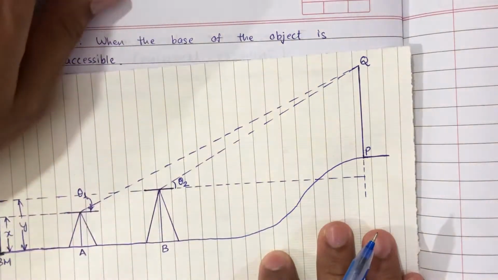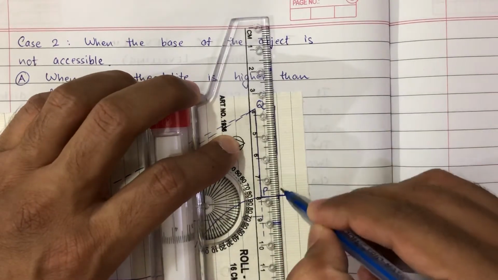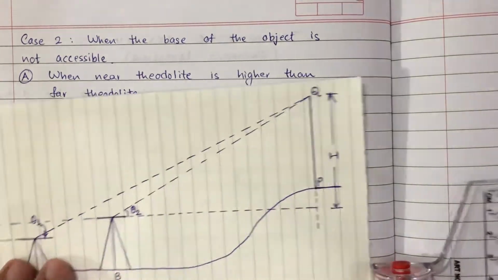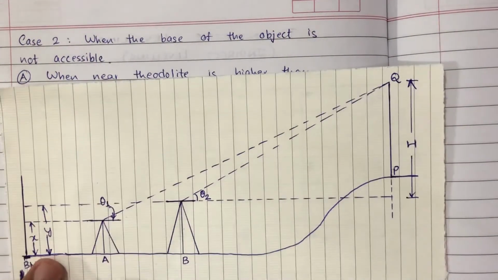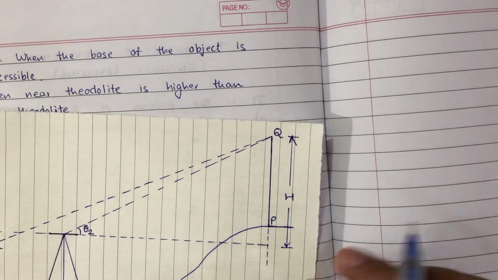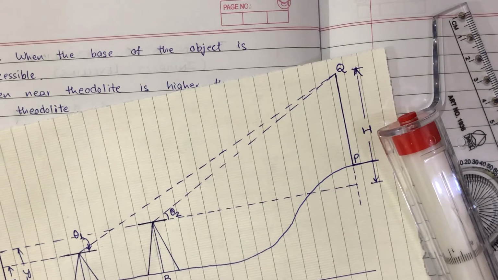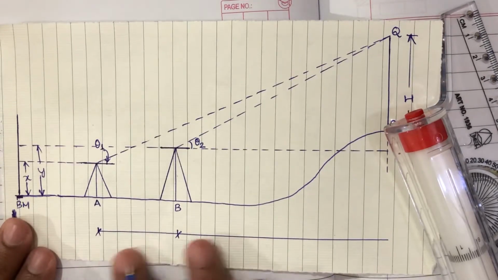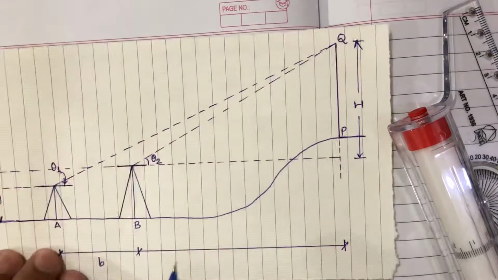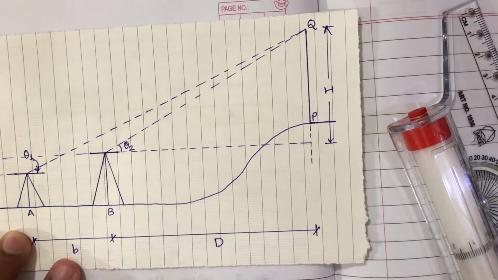Now here, suppose this height is given as capital H. And the distance between both the theodolite stations, let it be small b, and the horizontal distance between the theodolite at station B and the tower, let this horizontal distance be capital D.